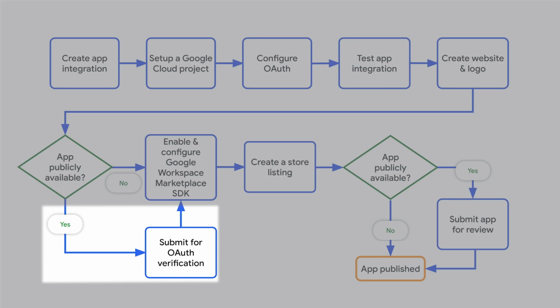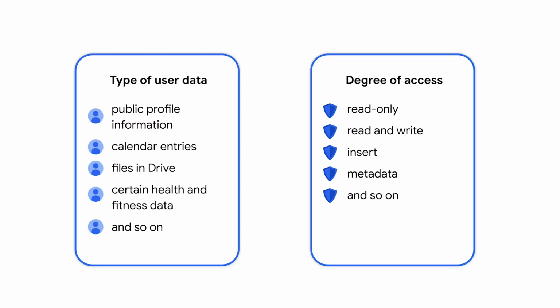If your app integration is configured for external users and uses Google APIs to access Google users' data, you must complete an OAuth verification process before Google publishes your app. The applicability of this requirement to your app depends mostly on two factors: the type of user data you access and the degree of access you need.